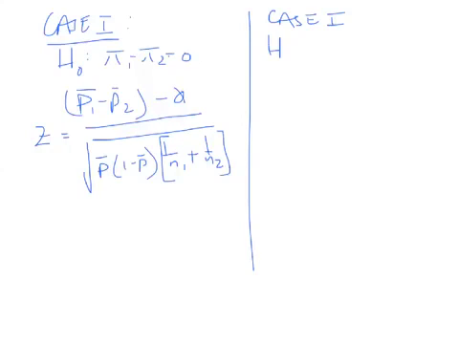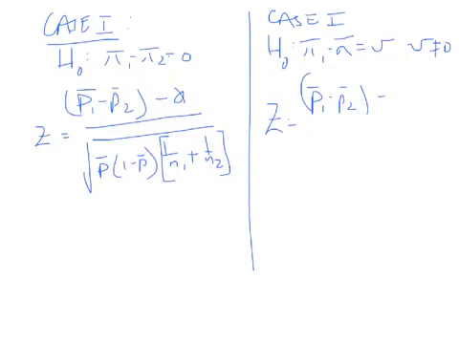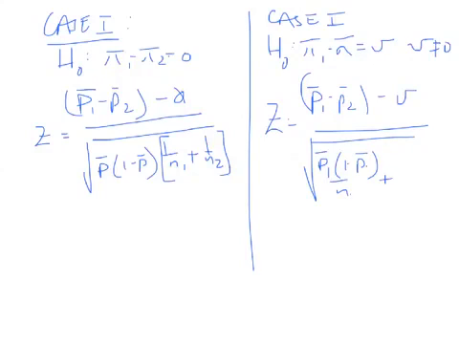Case 2, where in H0, pi 1 minus pi 2 is equal to a value that is not equal to 0. Then in this case, our test statistic is p bar 1 minus p bar 2 minus that value, which we get from the null hypothesis, that's pi 1 minus pi 2, divided by the square root of p bar 1 (1 minus p bar 1) over n1 plus p bar 2 (1 minus p bar 2) over n2. Okay? And those are the two cases that we've got to deal with.